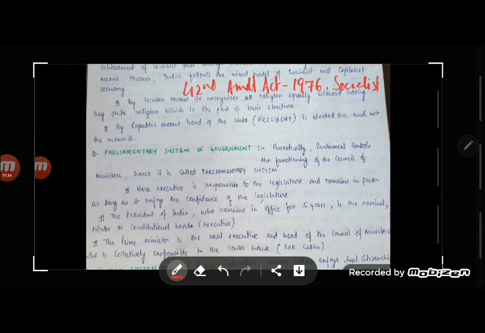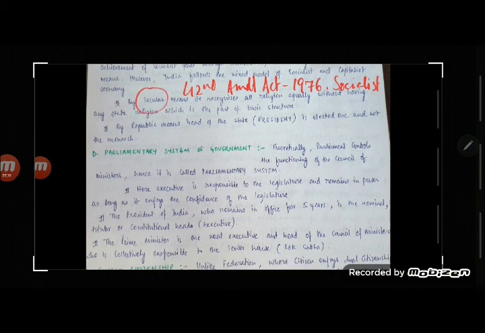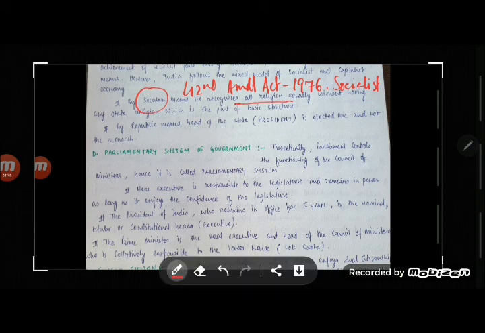Now what is the meaning of secular? Secular means it recognizes all religions equally without having any state religion, which is part of the basic structure. So there is no state religion in any state. All religions are treated as equal.